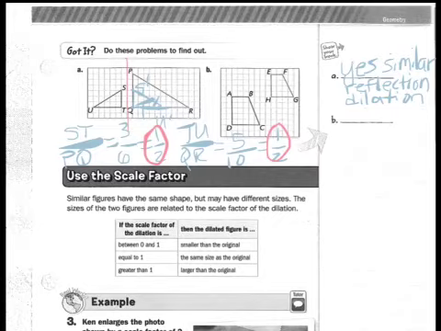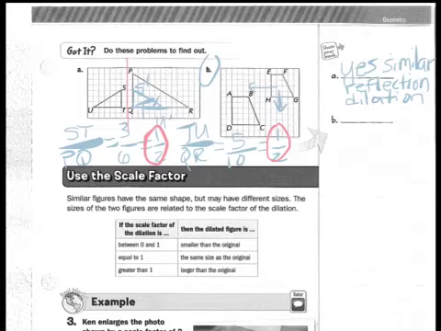Now, let's look at example B. On this example, the trapezoids are turned the same way, so we won't need to reflect or rotate those. All we'll have to do is translate EFGH on top of ABCD, and we can translate it to the left and down so that it's on top of the other trapezoid.